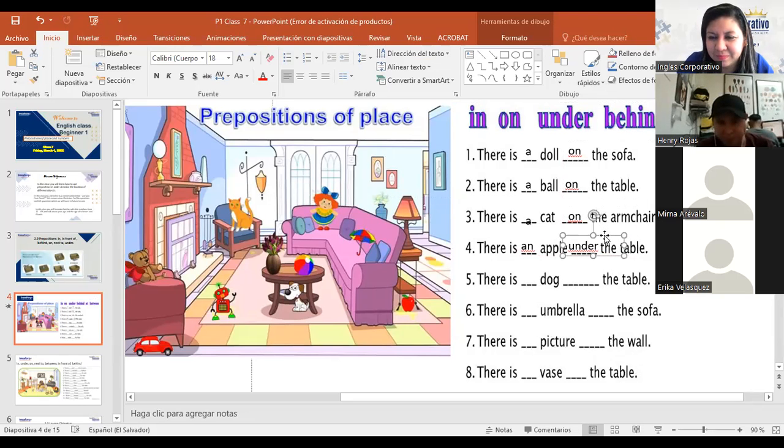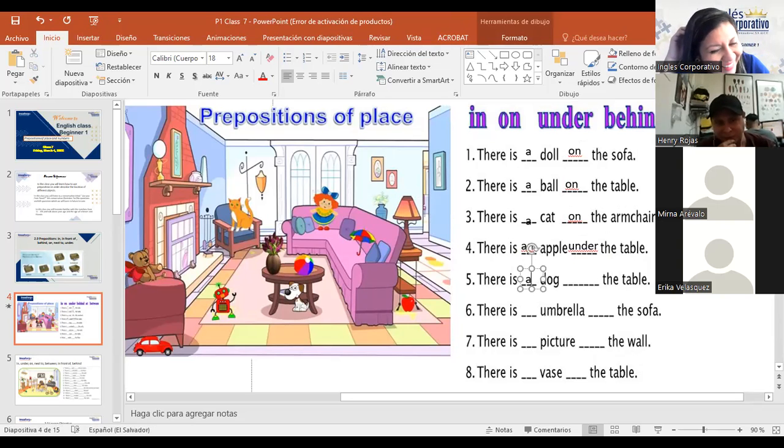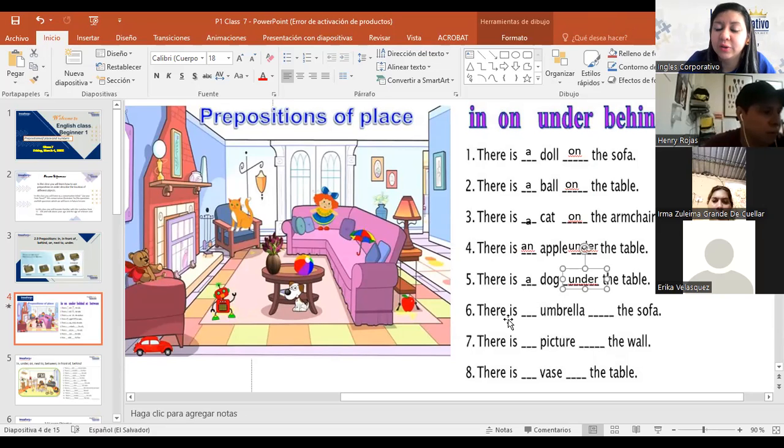Okay. Under the table. Under, debajo. Okay. It is an apple under the table. Number five. Where is the dog? There is an apple next to the table, the sofa. Okay, behind the sofa. Okay, there is a dog under the table. There is a dog under the table. Under the table. Okay, number six.